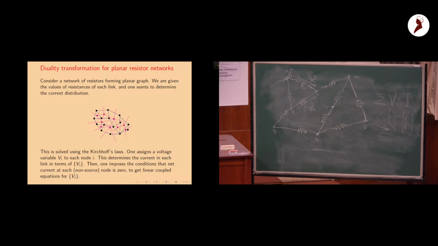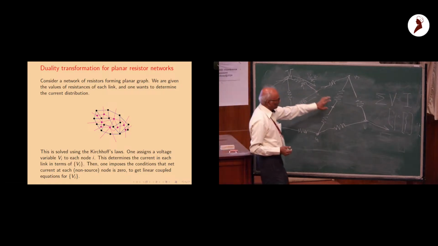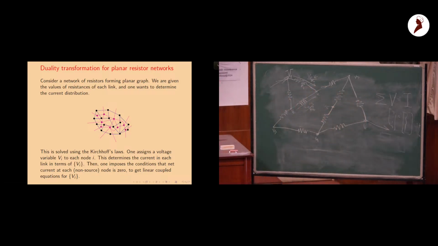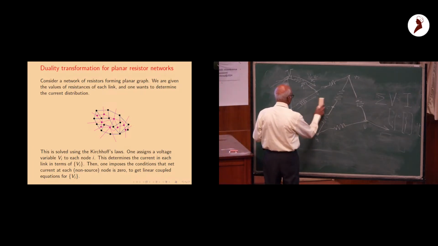I didn't write current and voltage for everything, Vi and I, too many variables. I only chose the voltages as independent variables. Current was written in terms of them. Then these currents satisfy some constraints, which are the conservation of current, and those were the equations which determine the V. I can do the reverse. I can start with currents as the basic variables.